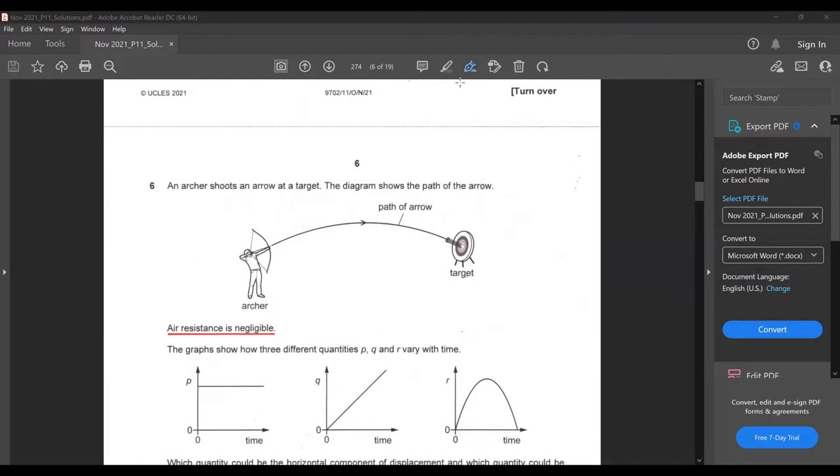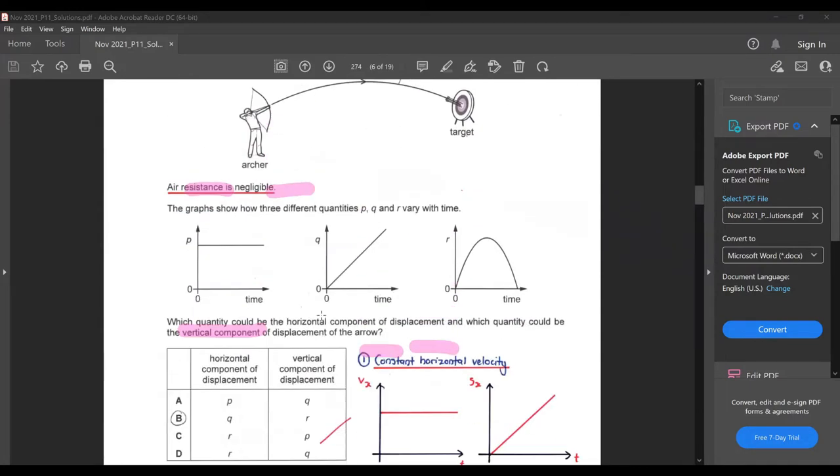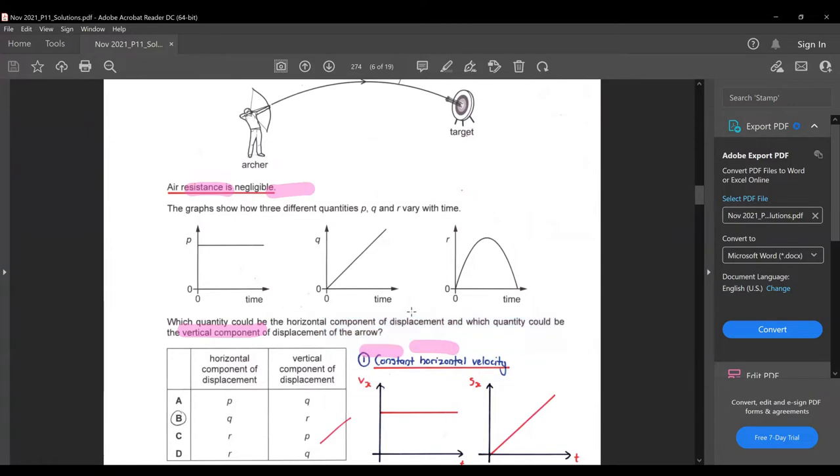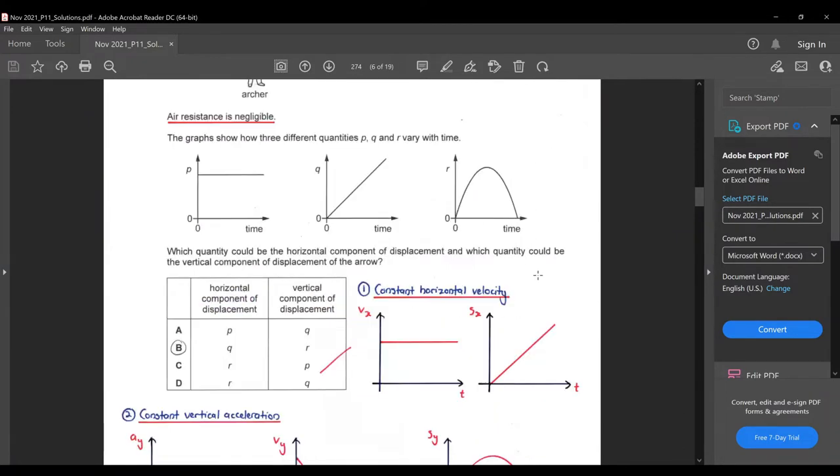Now, number six. You have an archer that shoots an arrow at a target. The diagram shows the path of the arrow. Air resistance is negligible. Important point to know. The graphs show how different quantities P, Q, and R vary with time. Which quantity could be the horizontal component of displacement? And which quantity could be the vertical component of displacement of the arrow?